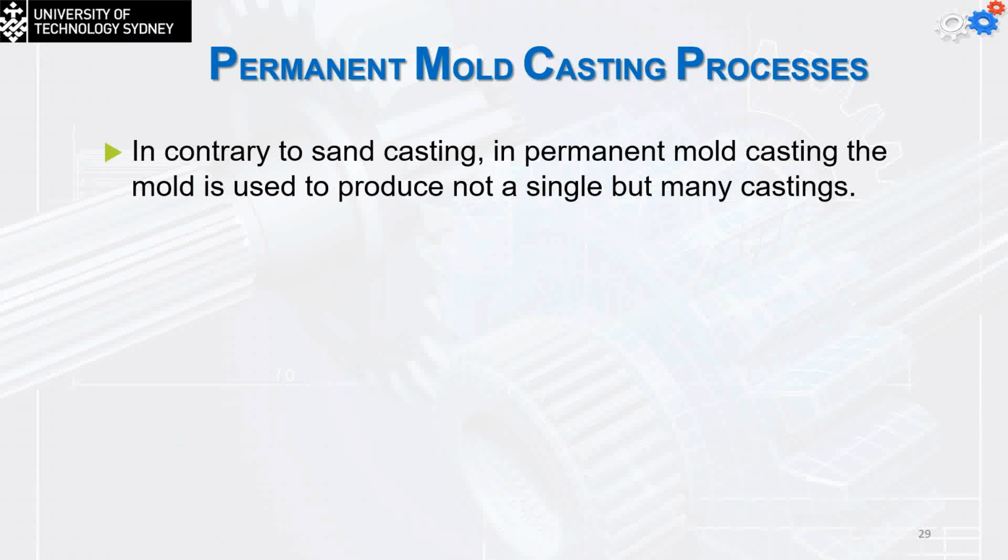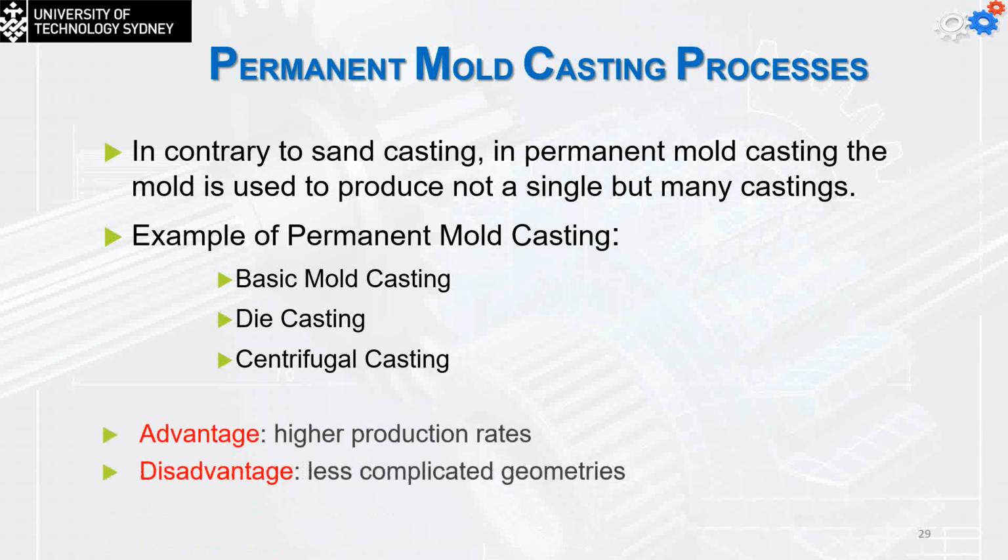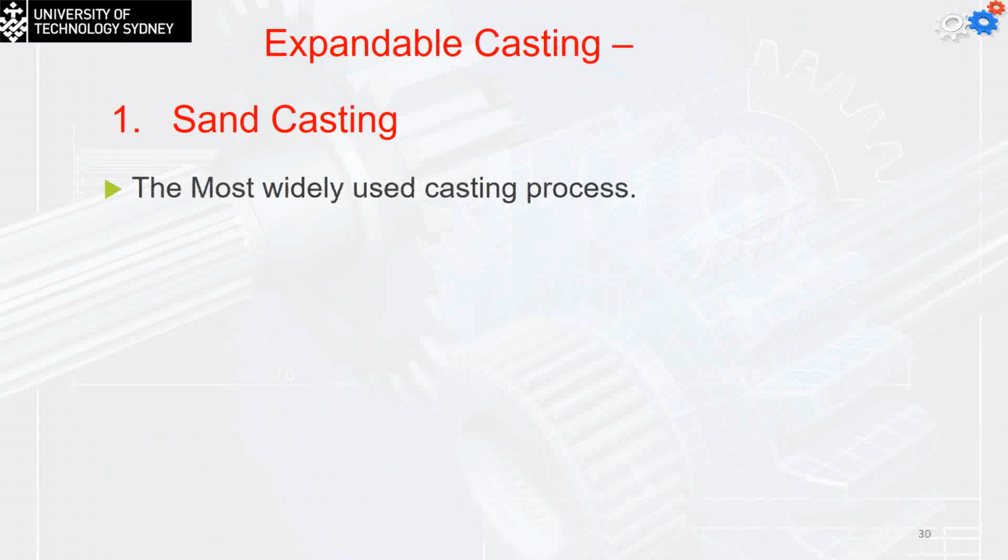The permanent mold casting process is going to be in contrast to sand casting. In permanent mold casting, the mold is used to produce not a single but many casting parts. An example is the basic mold casting. We can have die casting and we can have centrifugal casting. The advantage is a higher production rate, but the disadvantage is that less complicated geometries can be made.